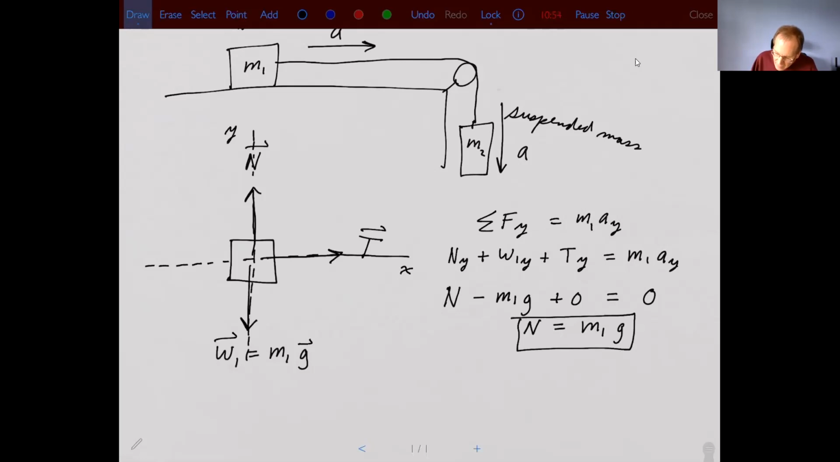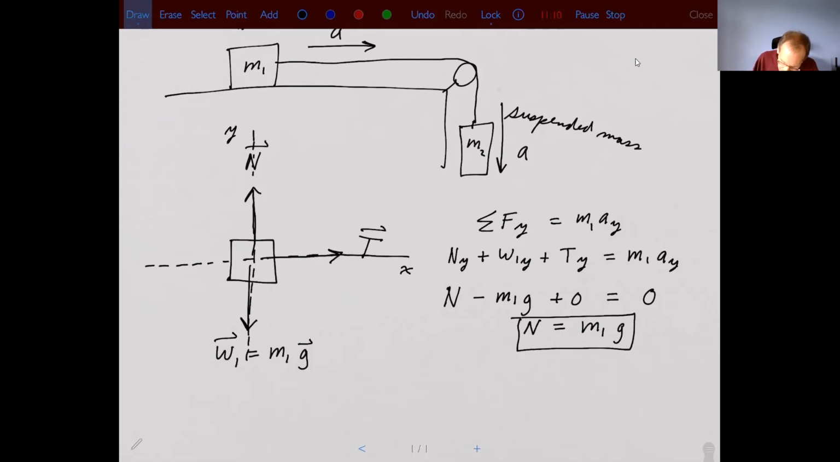So that's true, and normally that would be helpful because if we had friction, it turns out that friction depends on the normal force, and you would need to know that value. In this particular lab, we don't have friction, so yes, that's true, but it's not going to be very helpful. So let's move now to the x direction.